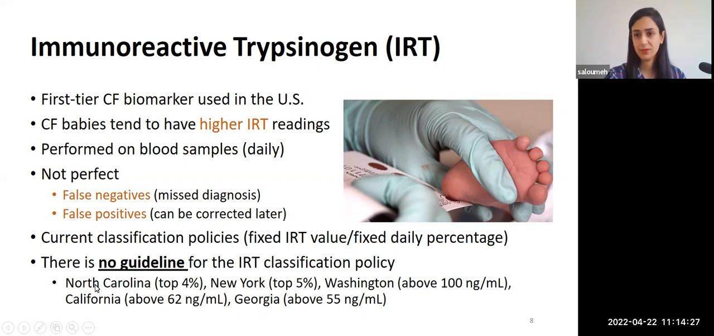For percentage-based policy, again, we have different numbers. North Carolina uses the top 4%, New York uses the top 5%. What these states do is measure the IRT value of all newborns in a day, sort them, and classify the top 4% or 5% as positive and all others as negative. The main reason they use a percentage, not a fixed value, is that some environmental factors, for example humidity or temperature, can affect the IRT value. Using a percentage rather than a fixed number is to take care of these environmental factors. But again, there's no guideline that says which policy is better and what numbers should be used.